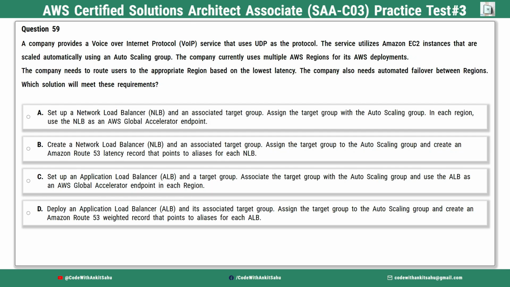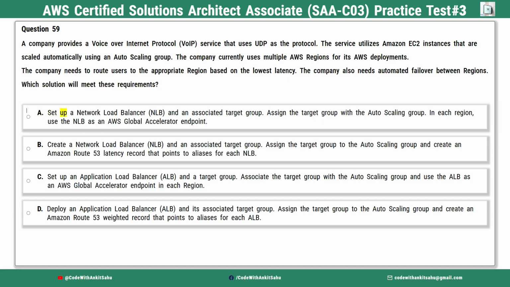Question 59. A company provides a voice over Internet Protocol, VoIP, service that uses UDP as the protocol. The service utilizes Amazon EC2 instances that are scaled automatically using an auto-scaling group. The company currently uses multiple AWS regions for its AWS deployments. The company needs to route users to the appropriate region based on the lowest latency. The company also needs automated failover between regions. Which solution will meet these requirements?